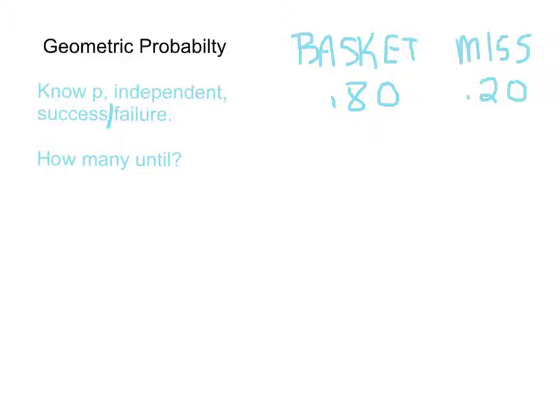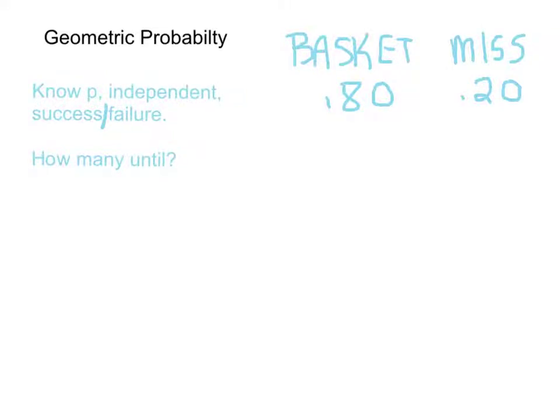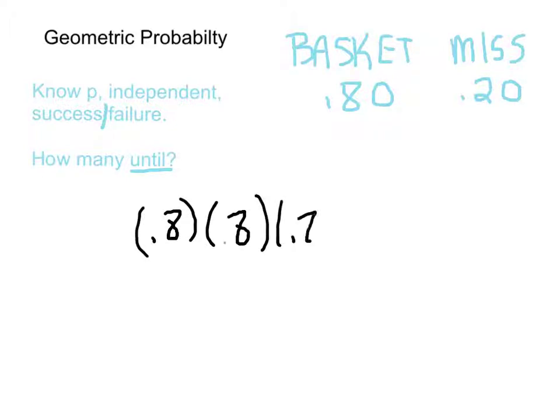And it's also a geometric probability if the question says how many until. So how many baskets do I have to make until I miss? So a geometric question might be, what's the probability that Mrs. Auld misses the first basket on her fourth shot? So that would be like, I make a basket, I make a basket, I make another basket, and ouch, I just missed that last one. I multiply those all together and I get the solution. Geometric probability is actually quite easy. You just really do what it says.